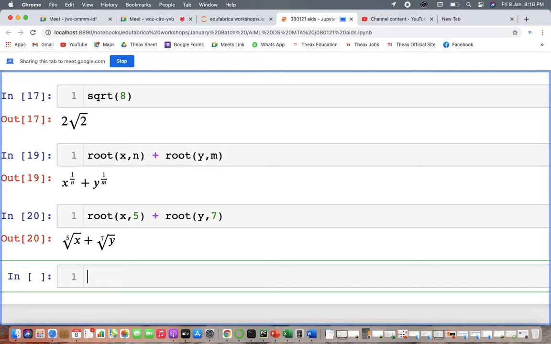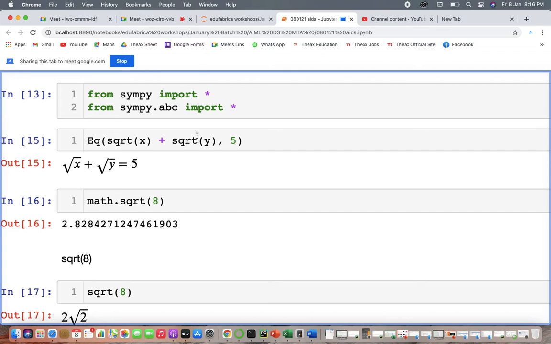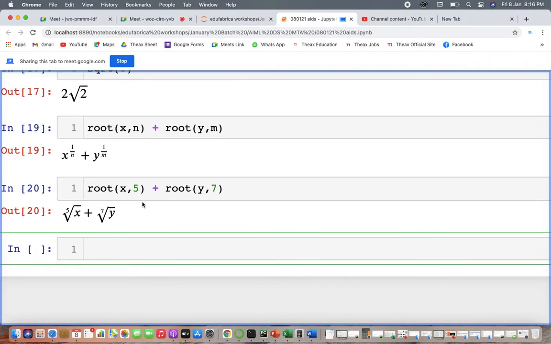Now, why have I written this line basically? Because any time I write a variable or a symbol like X, Y, A, B, C, theta, alpha, gamma, anything, I would have to write sympy dot symbols and define it individually. So that's why I have written from sympy.abc import all the things, so I only have to use the simple names.